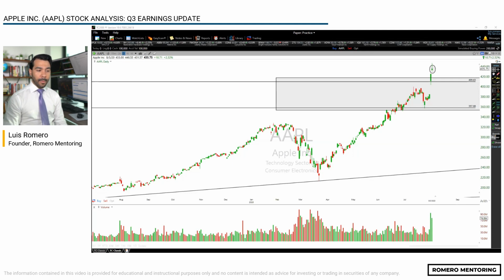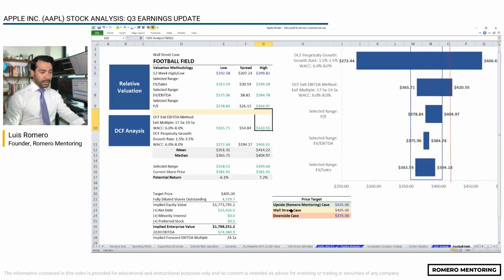So going back here to the model, okay, even in the upside case, 435, it's already there, okay? And the upside case is best case scenario, so it's already there.